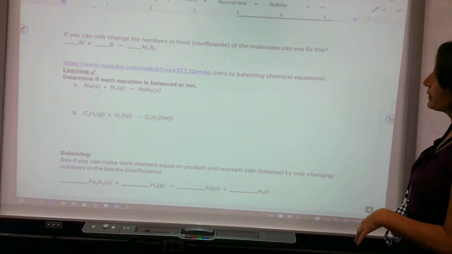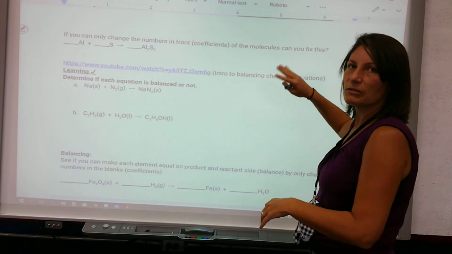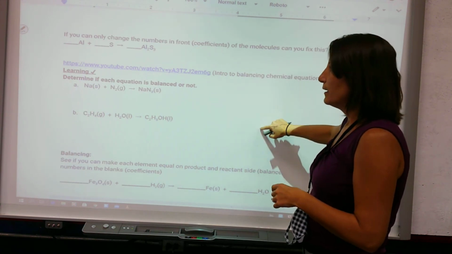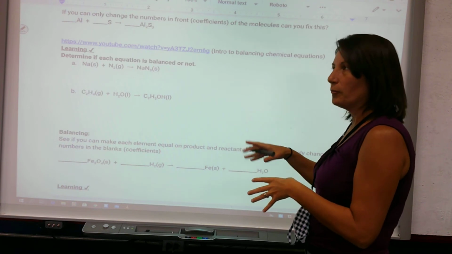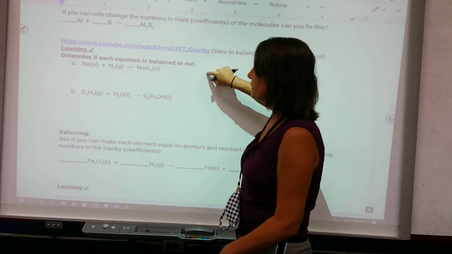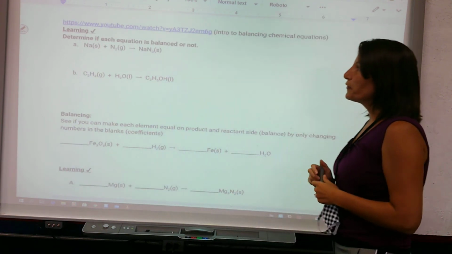But it is a little lengthy, so you can either use it, don't use it, or maybe speed through it. That's what we did in class. We went to a part, and then we sped it up a little bit, and went to another piece of it. All right, now this just wants to know if they're balanced or not.